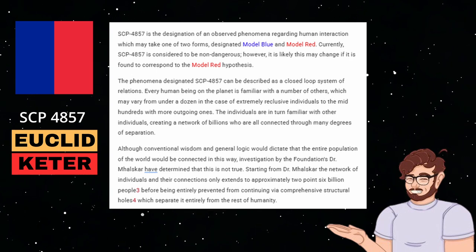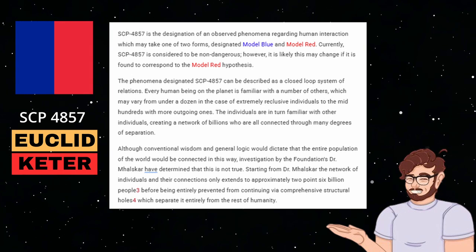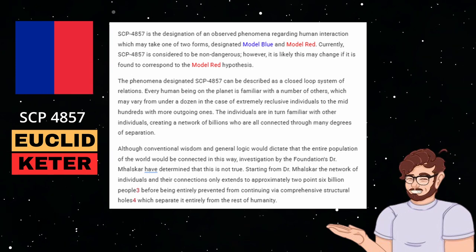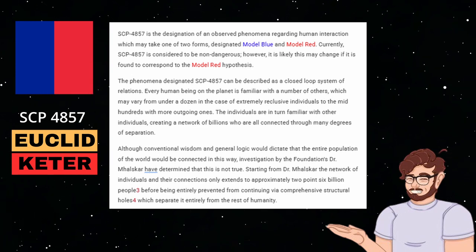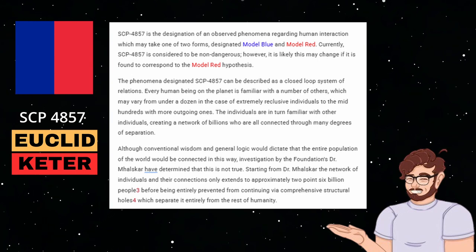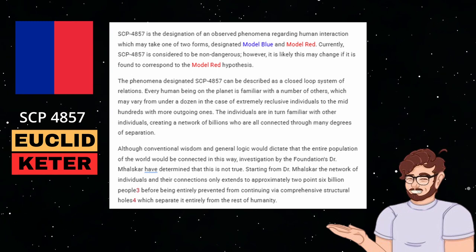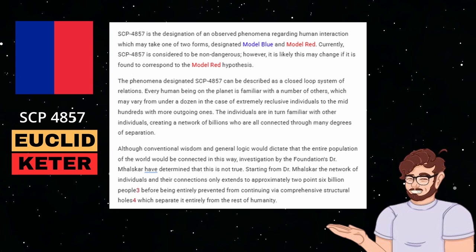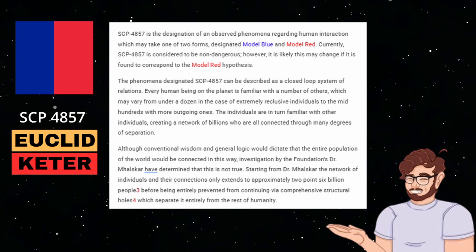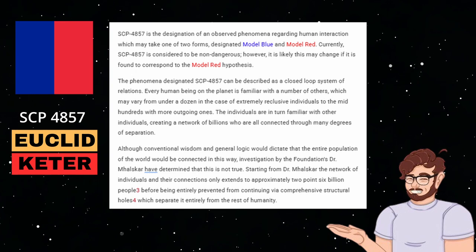The phenomena designated 4857 can be described as a closed-loop system of relations. Every human being on the planet is familiar with a number of others, which may vary from under a dozen in the case of extremely reclusive individuals to the mid-hundreds with more outgoing ones. The individuals are in turn familiar with other individuals, creating a network of billions who are all connected through many degrees of separation. Although conventional wisdom and general logic would dictate that the entire population in the world would be connected in this way, investigation by the Foundation's Dr. Malska has determined that this is not true.